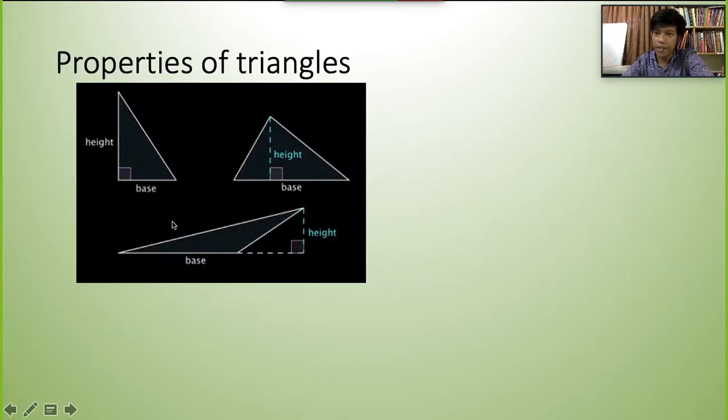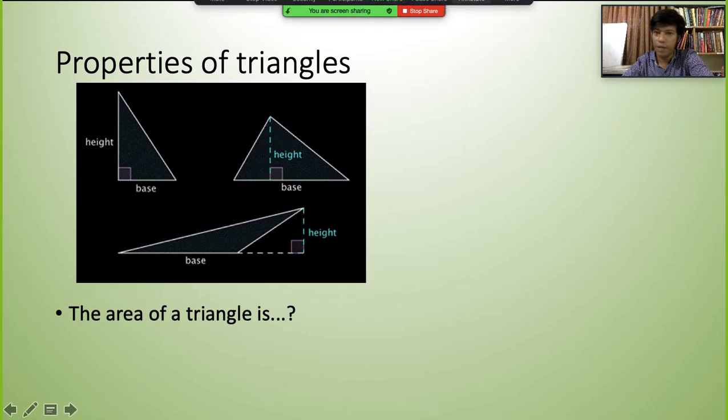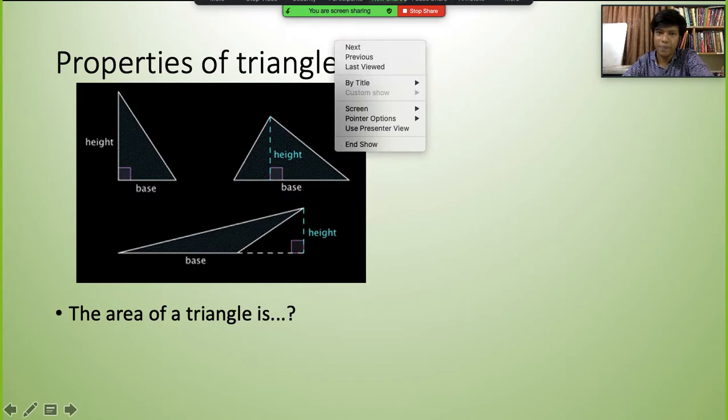So let's look now at some very basic things related to the triangle. What do you see when you see a triangle? How do we find the area of the triangle? Area of the triangle, how do we find it? When you have the base and height, we can write half into base into height. Then that gives us the area of the triangle, right?